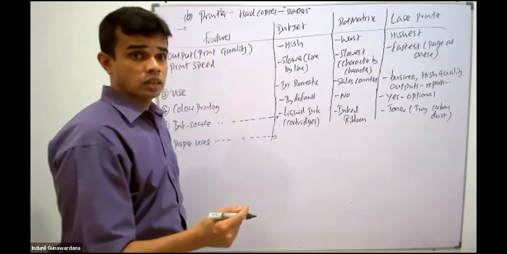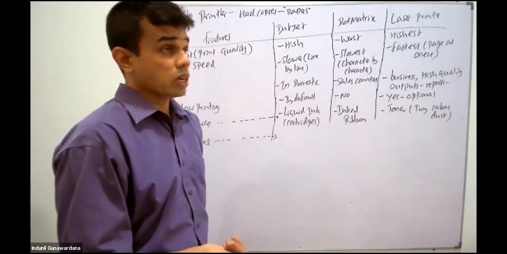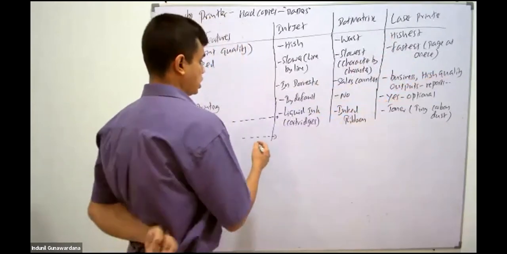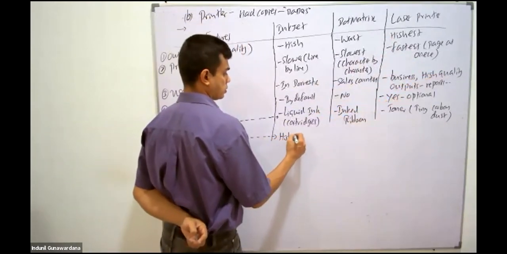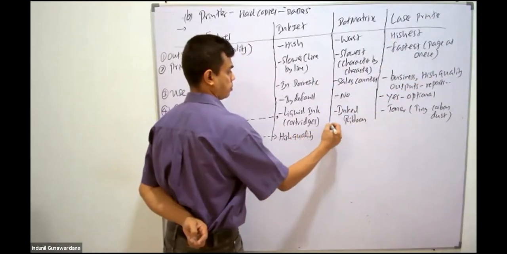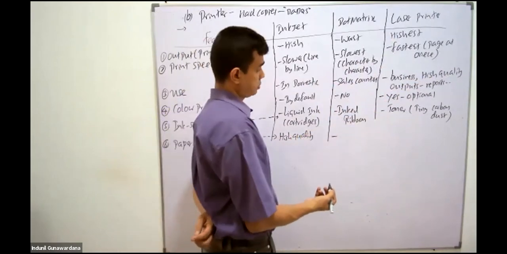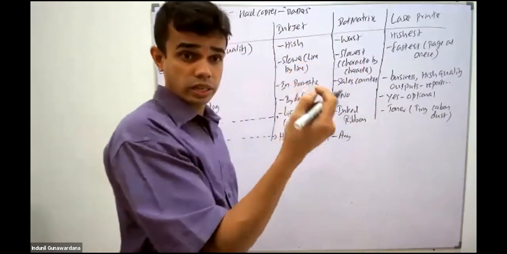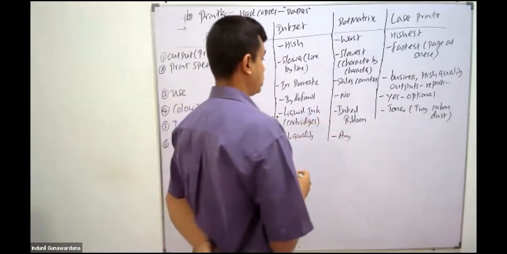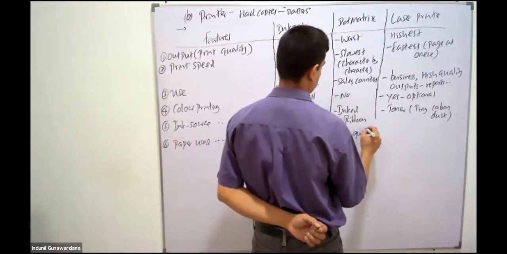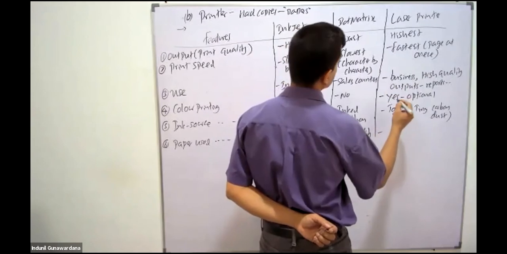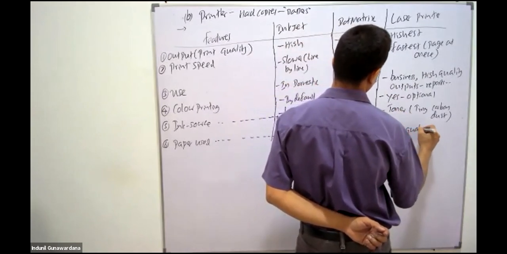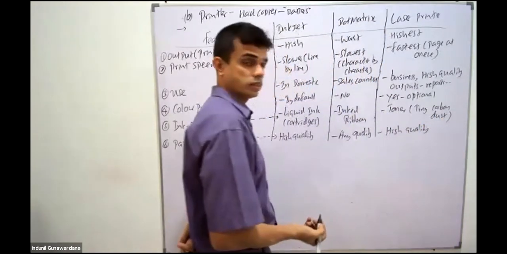The other one is paper use. For inkjet you better have high quality papers, but it's not essential like for the laser. Laser uses heating, so it is better to have high quality papers. In the dot matrix case, any quality is accepted, thin paper, thick paper, no problem. In the laser printer case, again, high quality. The printing cost.